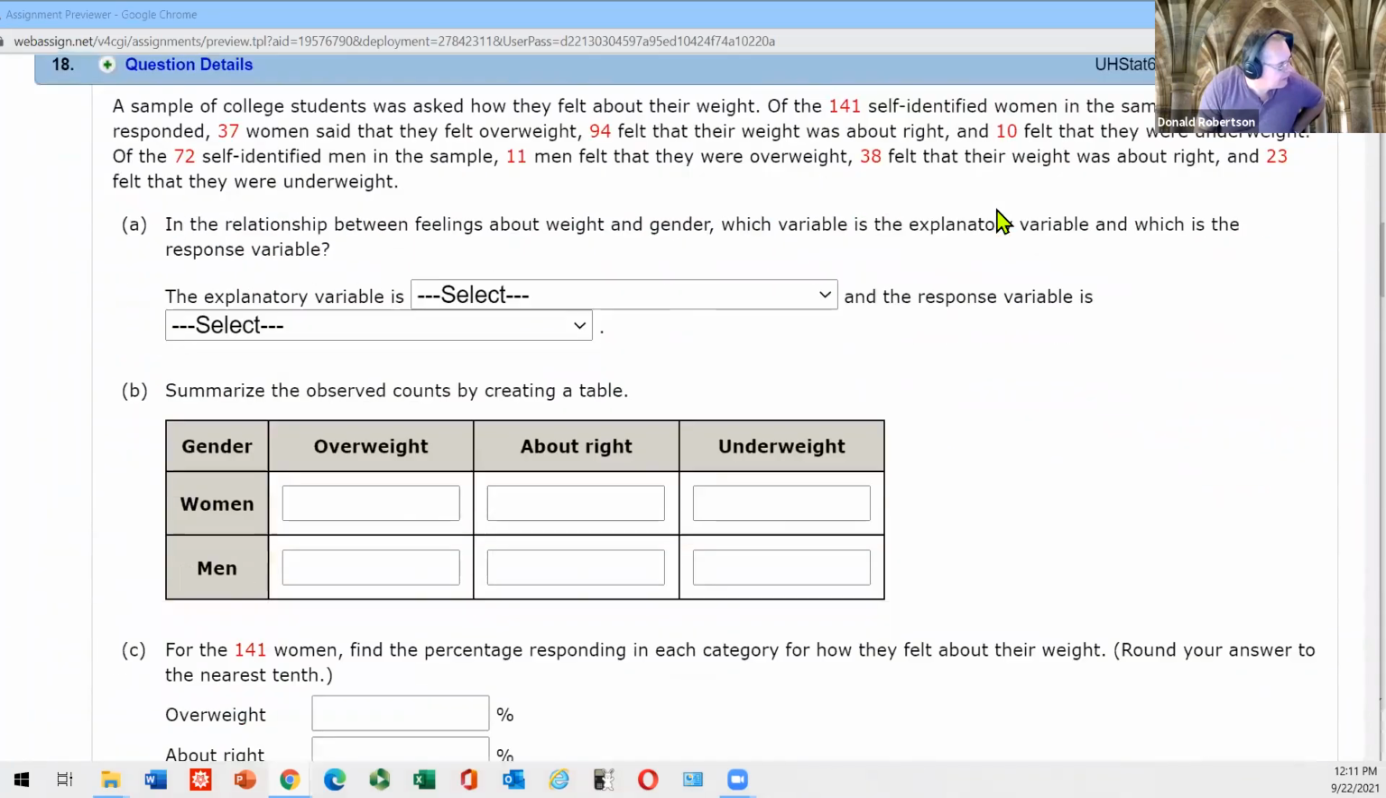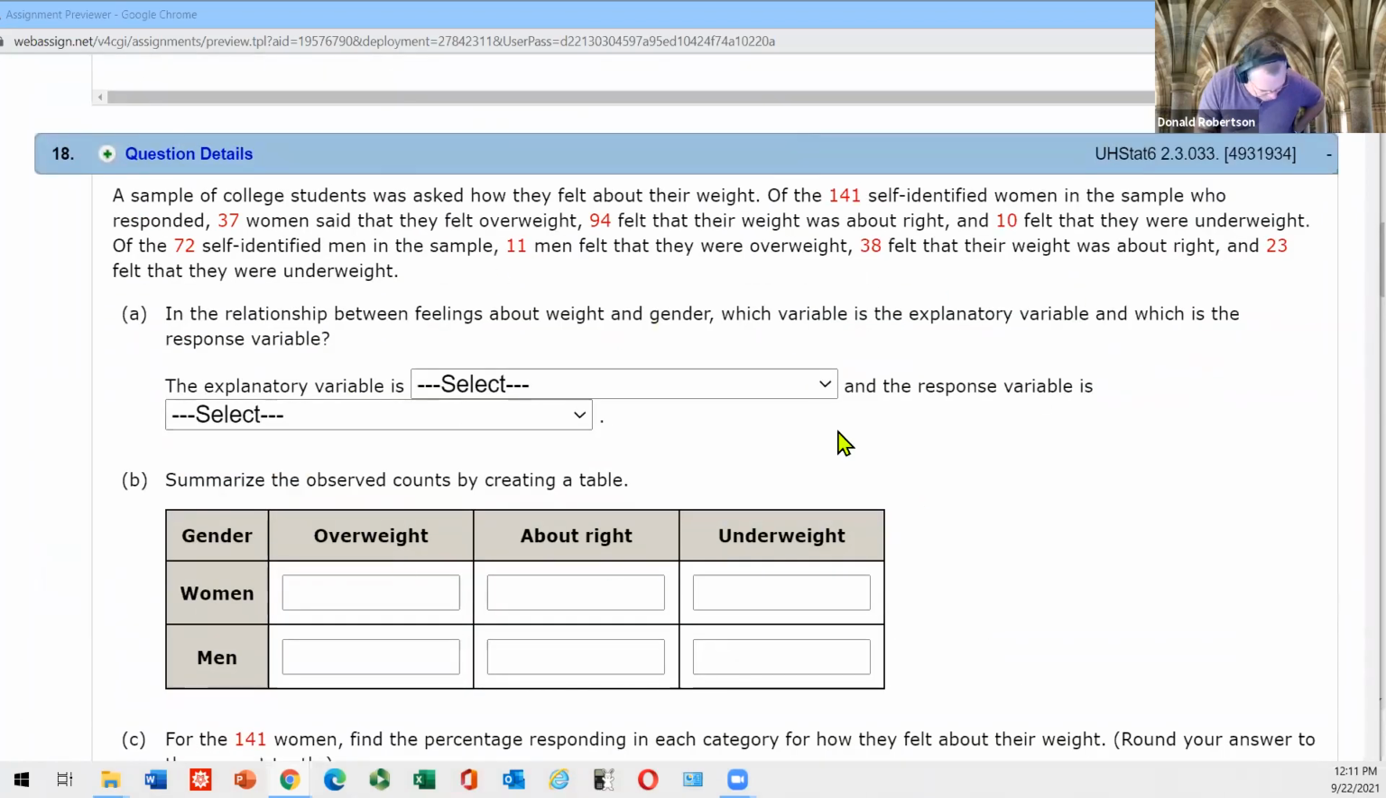Okay. Now, here is one more of those. I'm only going to do part of the question, and then we'll move on. A sample of college students were asked how they felt about their weight, which is always, self-image is a very scary thing, especially for people like teenage girls. Very dangerous time in their life. You see all these things where you're built like a stick, and very few people are skinny like that, and it makes them whatever. Of the 141 self-identified women, 37 said that they felt overweight.